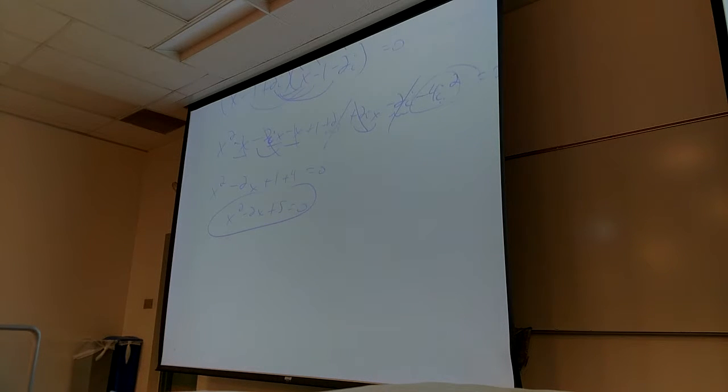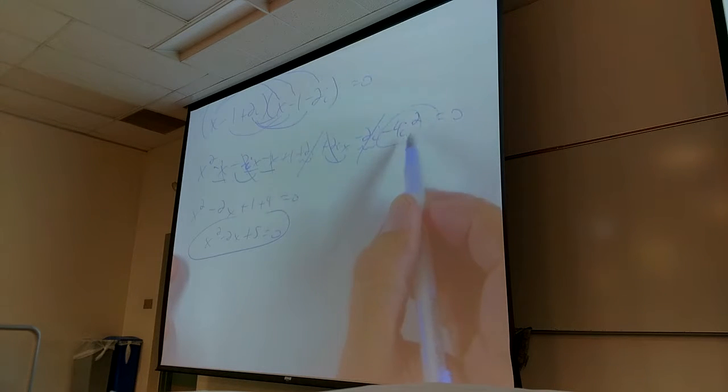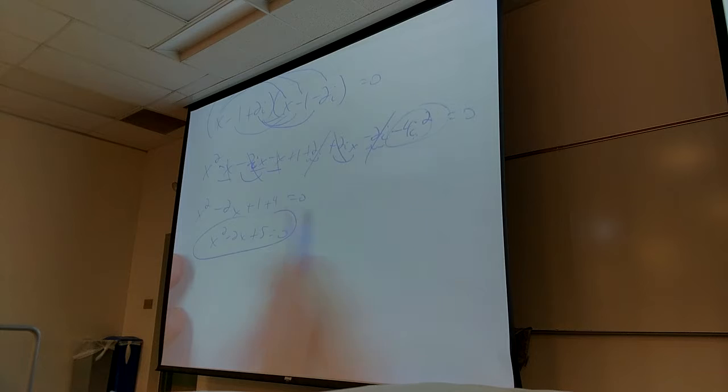How would you get negative 4i squared to 4? What's i squared? I squared is negative 1, times negative 4 is the plus 4. So any i squared term will become the opposite sign of what it was, because i squared is negative 1.